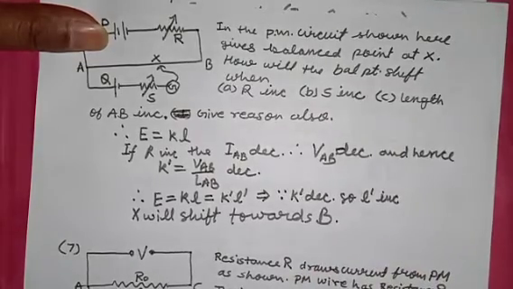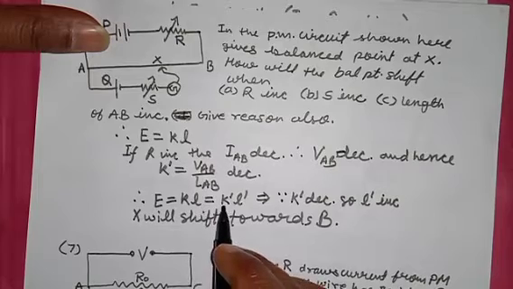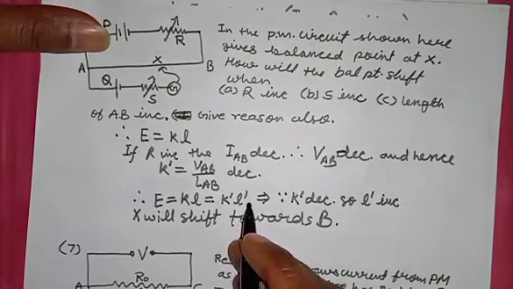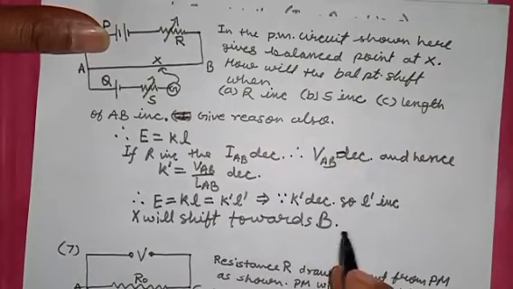This is the first thing. So remember, EMF will remain the same. Earlier it was KL, but now it is K' L'. K has changed, L will also change. K decreased, so L will increase. That is why X will shift toward B.